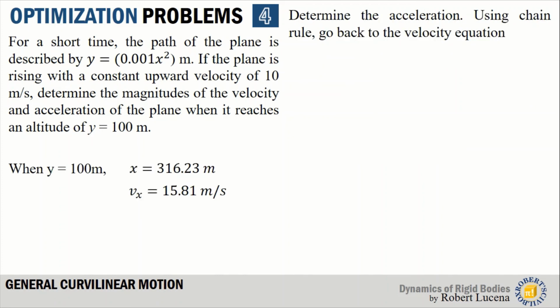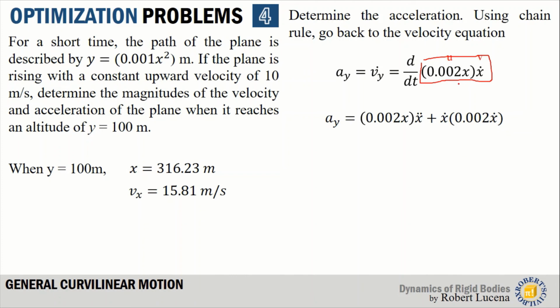Now, from the velocity equation, Vx and Vy, we can get the acceleration equation. Recall that if we get the first time derivative of Vy, that is 0.002x x dot, we get the acceleration about y. So this is your Vy, recall. Now getting the derivative of that using the chain rule, we get 0.002x times the derivative of this one. So u times the derivative of v.